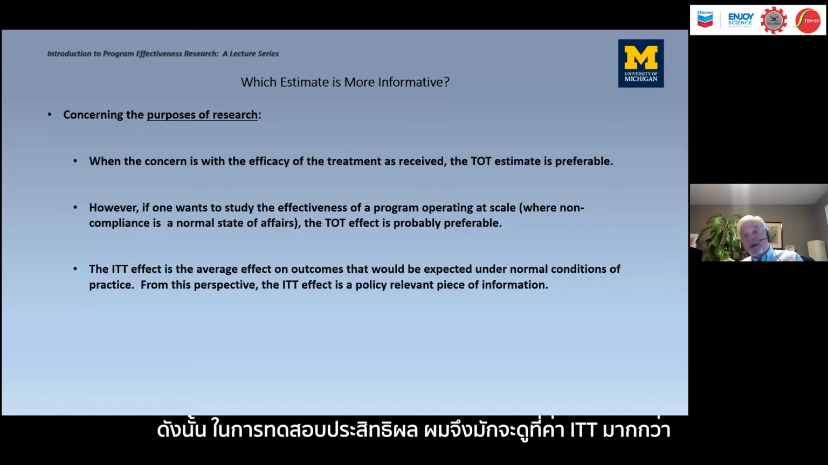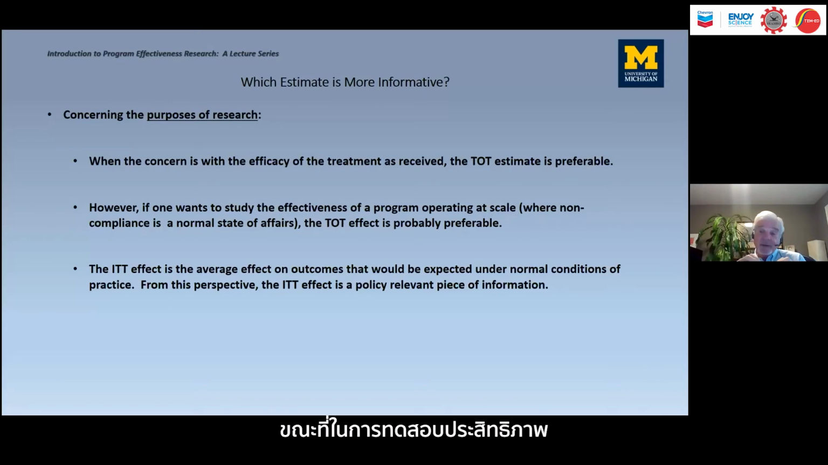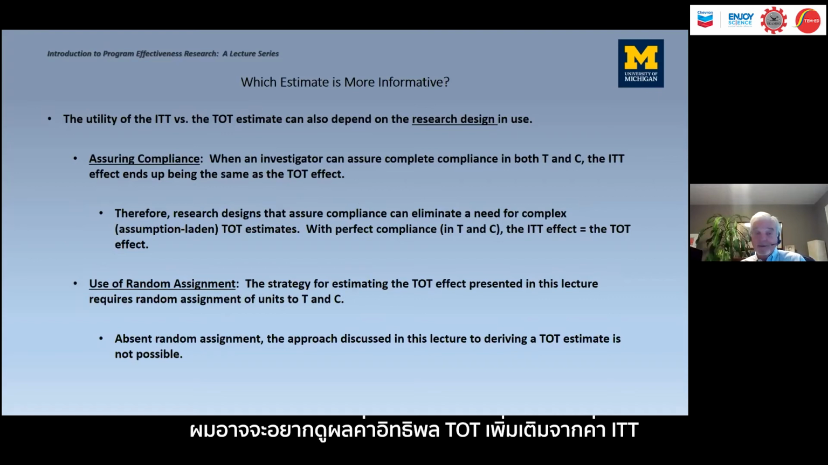So in effectiveness trials, I generally prefer looking at an ITT. In an efficacy trial, I might want to look at the TOT effect in addition to the ITT.